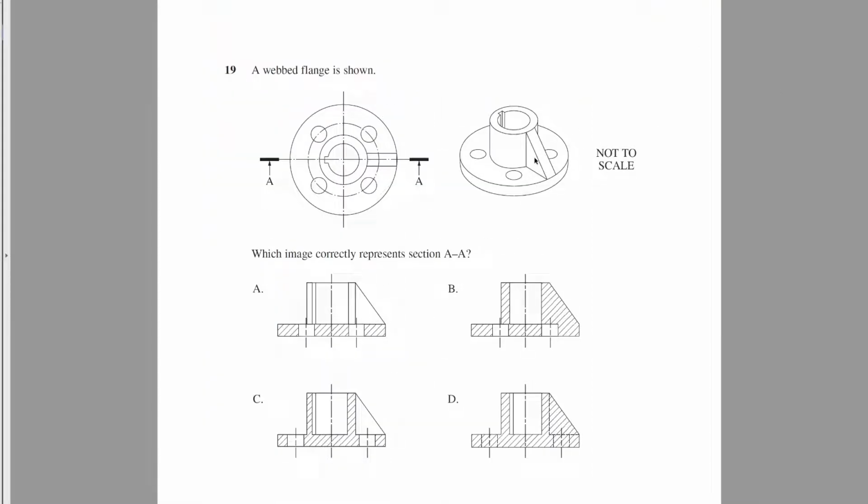The 2021 paper had a question which did exactly that, where it had 3 stiffeners and 5 holes.